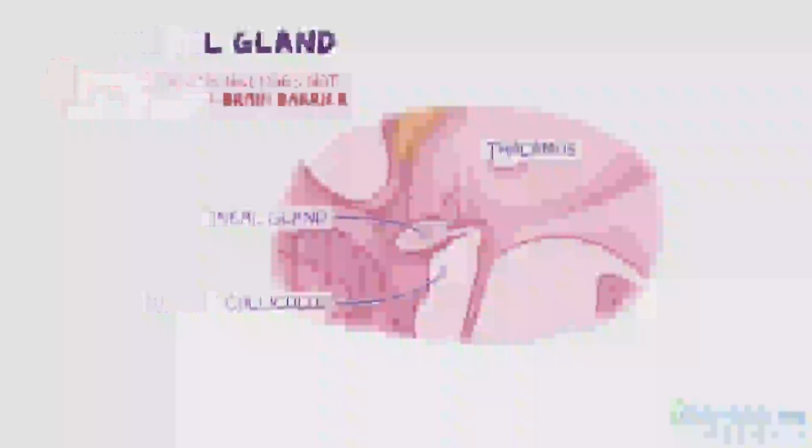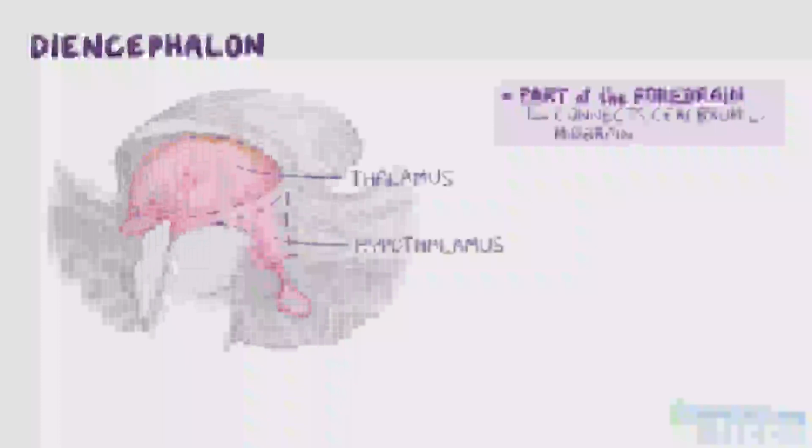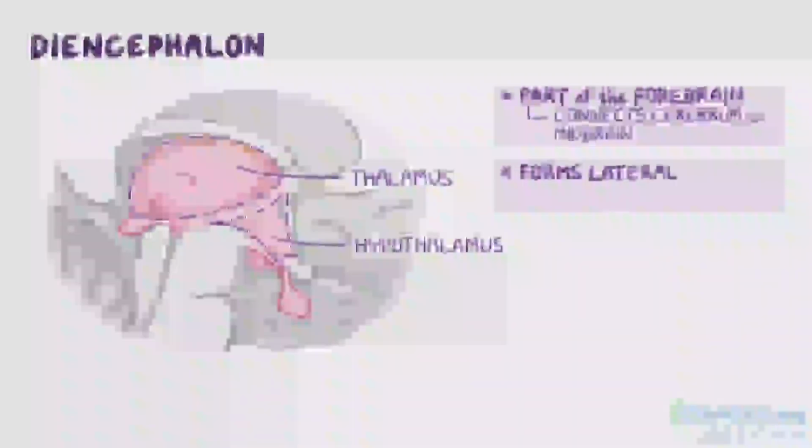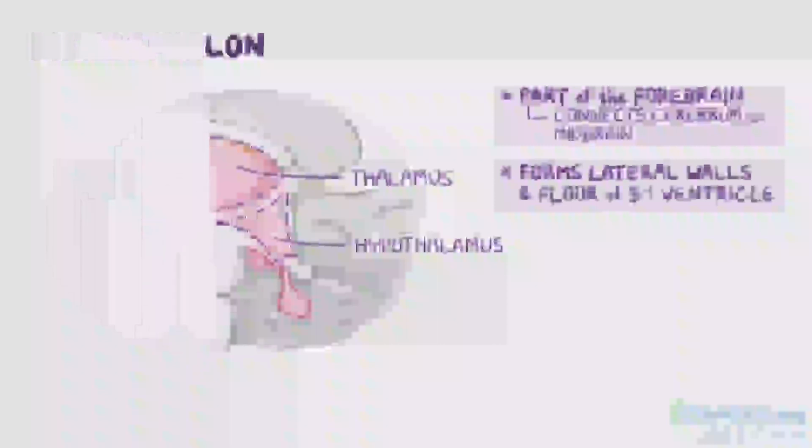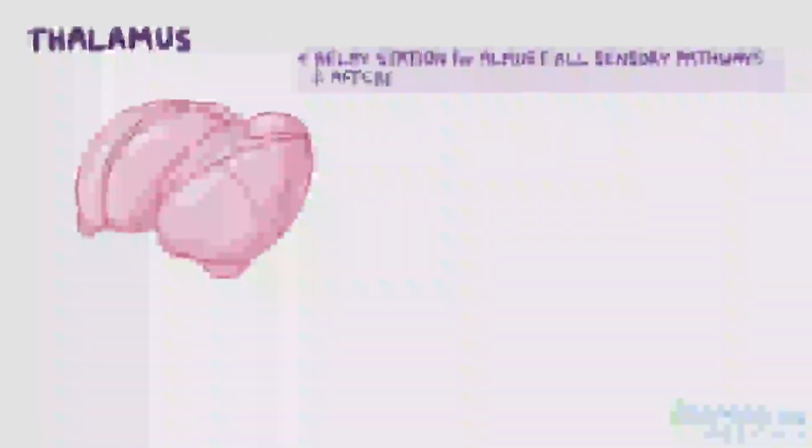Alright, as a quick recap, the diencephalon is a part of the forebrain that sits between the cerebral hemispheres, connecting the cerebrum with the midbrain. It contains the thalamus, dorsally, and the hypothalamus ventrally. These form the lateral walls and floor of the third ventricle. The thalamus serves as a relay station for almost all sensory pathways and afferent signals that are targeting the cerebral cortex.